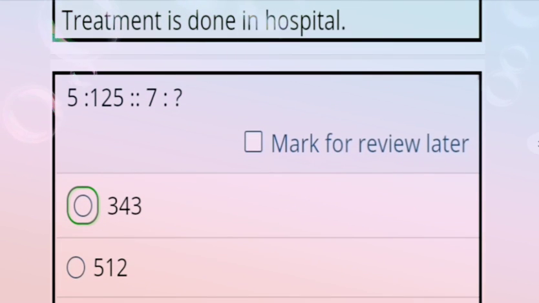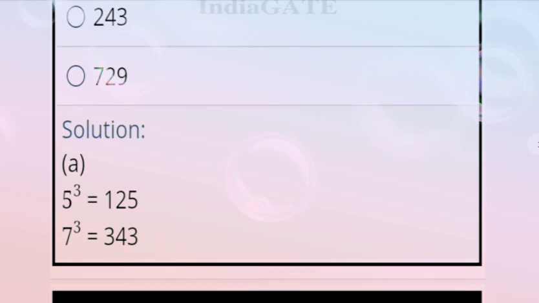Next question: 5 is to 125, so 7 is to what? The correct answer is option A, 343. How? We know that 5 cube is equal to 125, so 7 cube is equal to 343. Okay, now next, here the direction for 25 to 26.